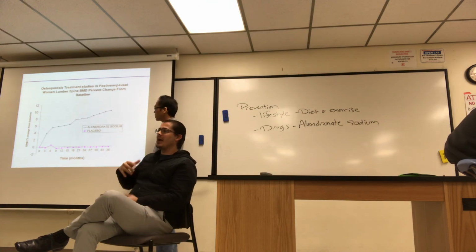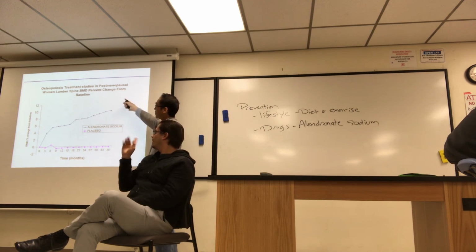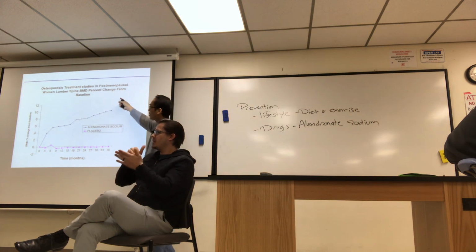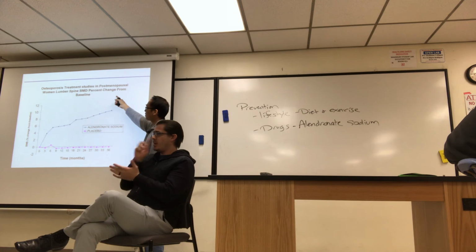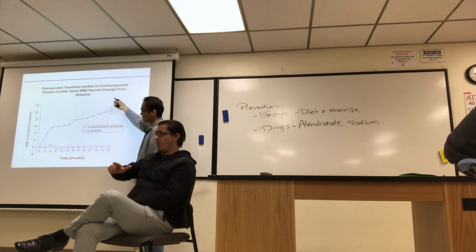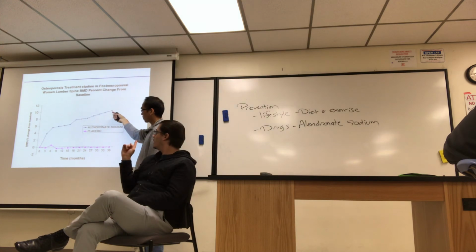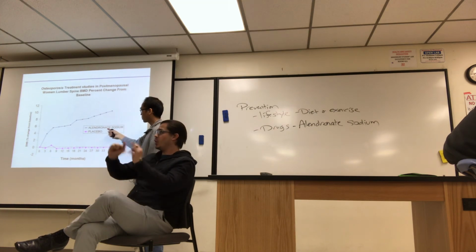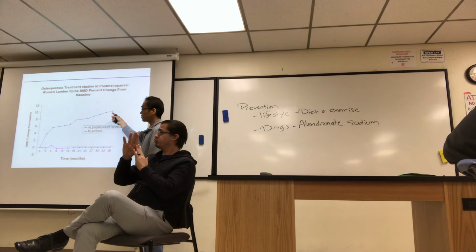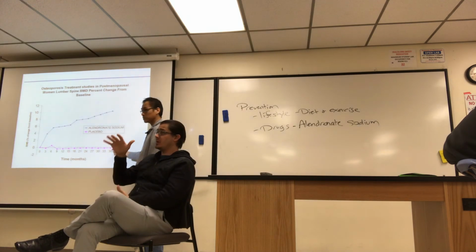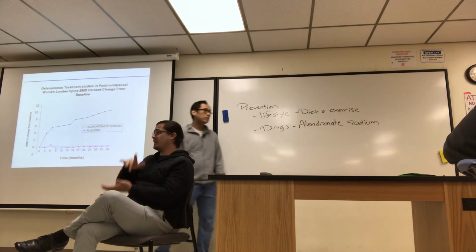And so what they did was, in the Alendronate Sodium group versus placebo, the treatment studies in postmenopausal women, they looked at their lumbar spine BMD percent change from baseline. And it looks like the experimental group that got Alendronate Sodium increased about 10 points. That's quite a bit versus placebo. So drugs can help too.